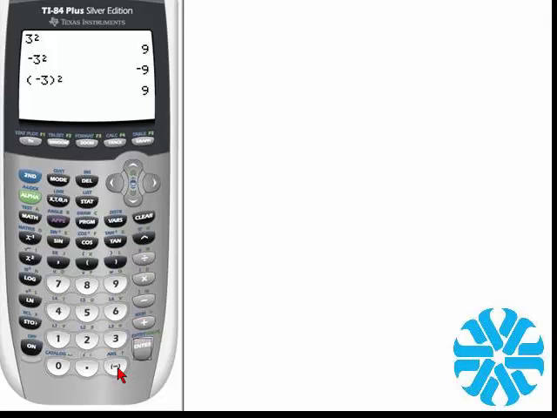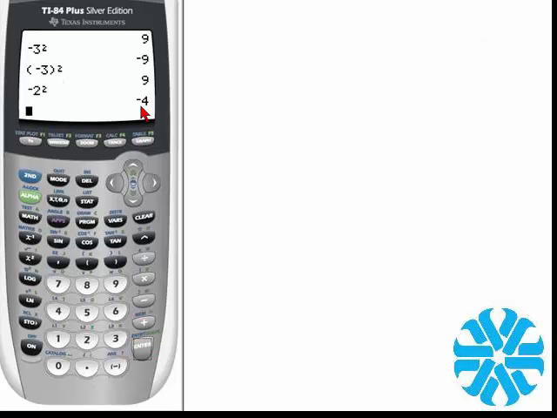So what do you think this value would be? If we take the opposite of 2 and square it, are we going to get 4? Or are we going to get negative 4? Well, we should get negative 4 because what we're squaring is just the 2, not the negative sign. So we hit enter and we get negative 4.